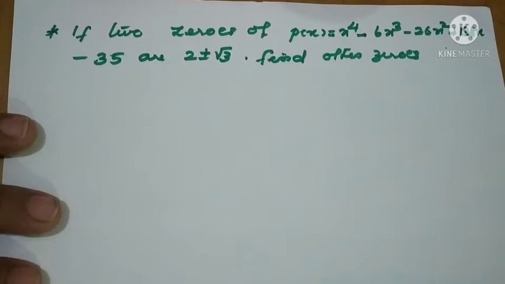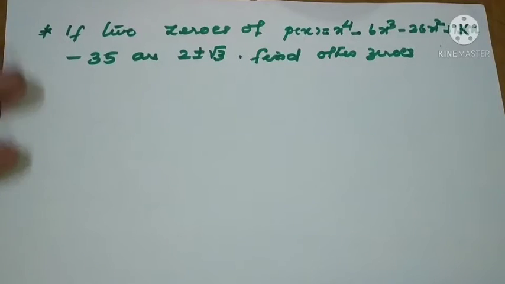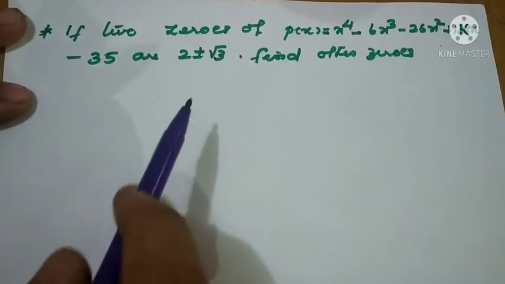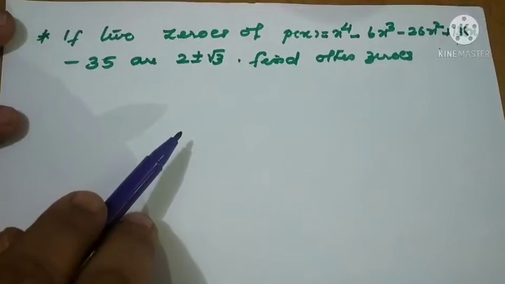Good morning, children. Problems based on the division algorithm we are going to do today. If two zeros of p of x equal to x raised to 4 minus 6x cube minus 26x square plus 138x minus 35 are 2 plus or minus root 3, find the other zeros. So already two zeros are given. We should find the other two zeros only.